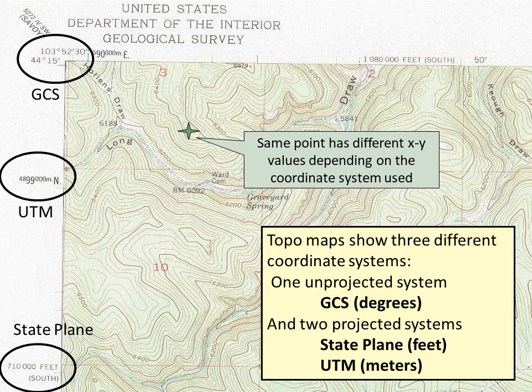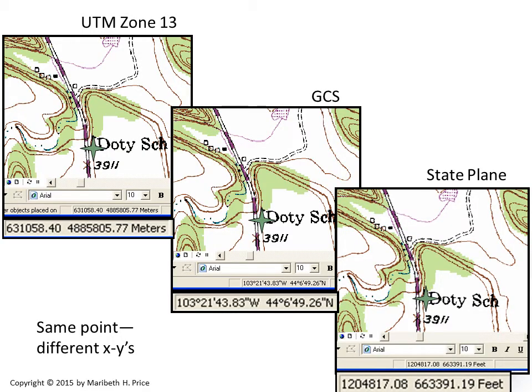Further down the left border, you'll see 4899,000 MN. Those are UTM coordinates. And then down at the bottom, you see 710,000 feet south. Those are state plane coordinates. On an individual USGS map like this, you have the ability to identify the geographic coordinates at locations, the state plane coordinates at locations, or the UTM coordinates at a location. So it is indeed possible for one location to have three different sets of XY coordinates.